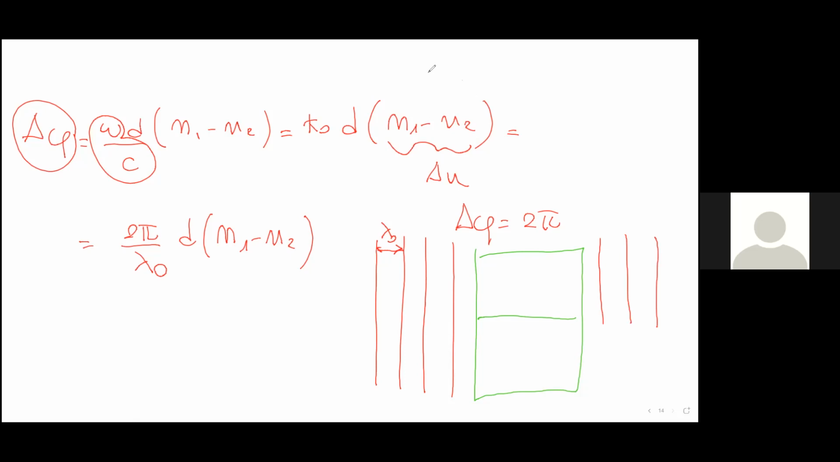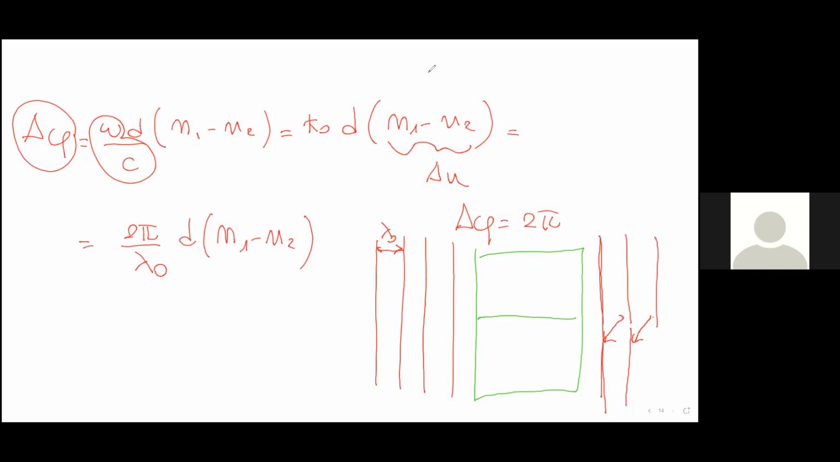And this wavefront here is delayed here. This wavefront here is delayed here. But if the delay is 2 pi, you reconstitute a plane wave again. So if the phase shift is 2 pi, you reconstitute a plane wave.